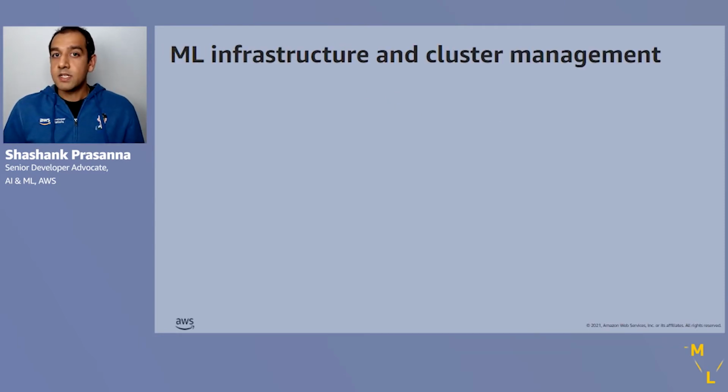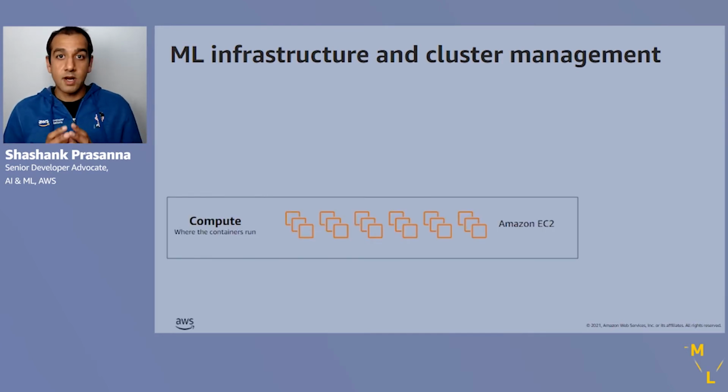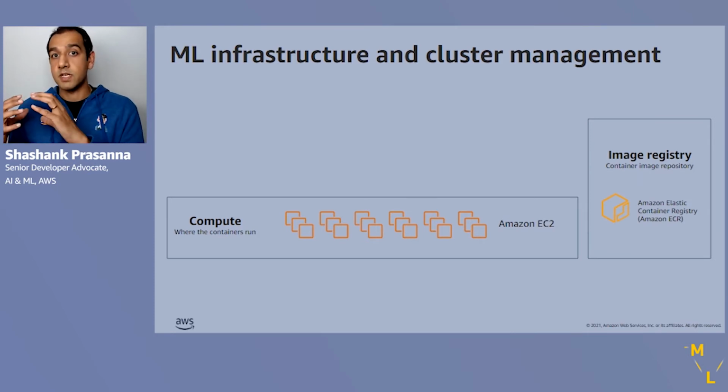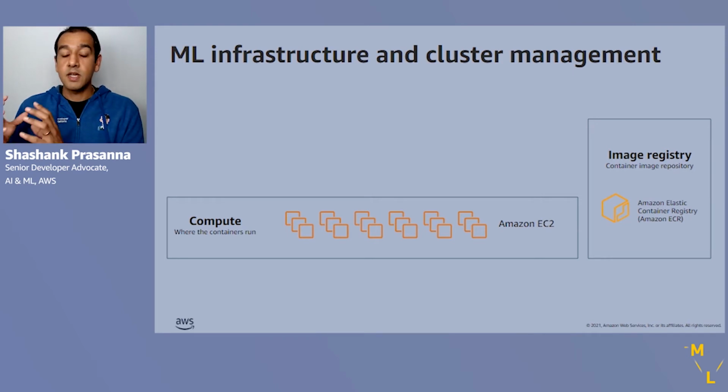To answer this question, let's take a look at the fundamental building blocks, if you will, of typical machine learning infrastructure. So you have your compute, which is your Amazon EC2 instances. These are your CPU and GPU instances, but also the upcoming instances like Intel's Habana Gaudi and AWS Trainium that was recently announced. So these are all your compute instances. Now, this is where your software runs. Now you also need a place to store your software, and this is where the container registry comes into the picture, which I mentioned earlier.